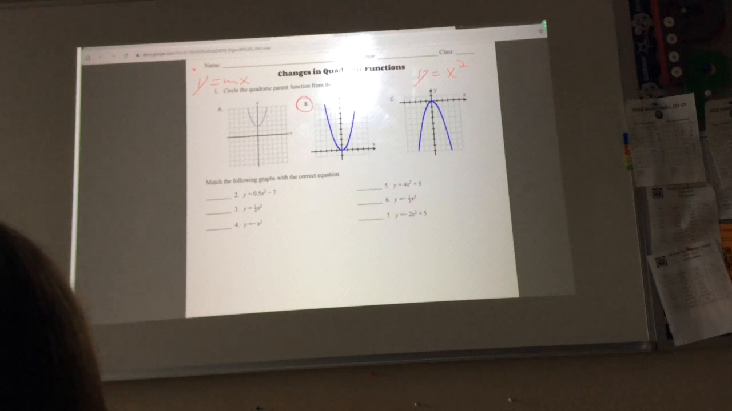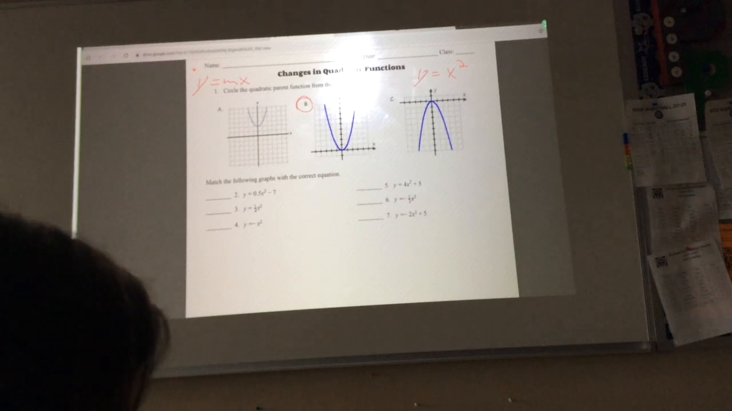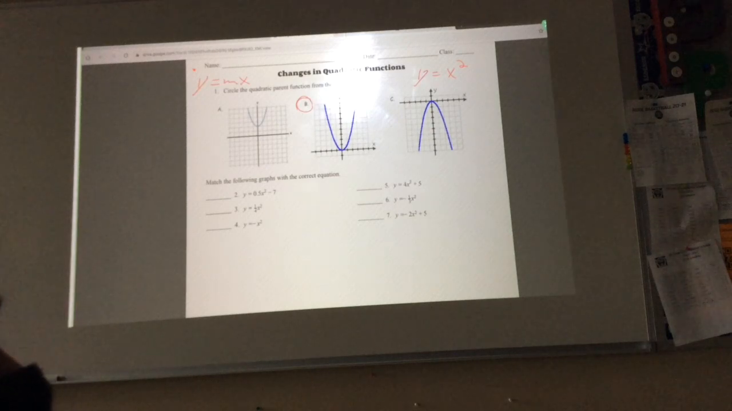Can anybody tell me what the difference between B and C is? It's a negative parabola, which means what, Hayden? That it goes down. Can anybody tell me what that equation would be? Y equals negative x squared. Yeah, good. Y equals negative x squared.